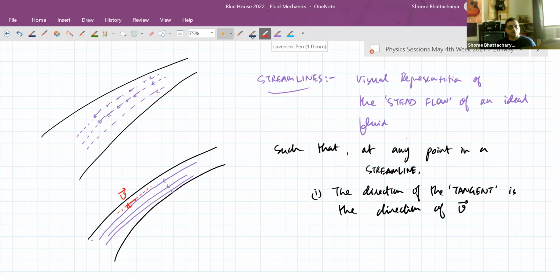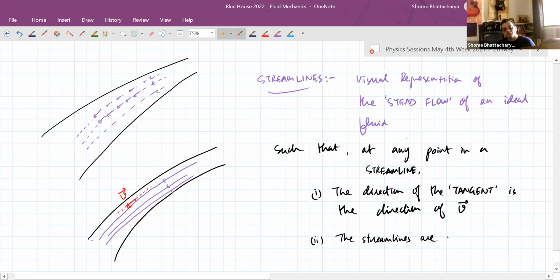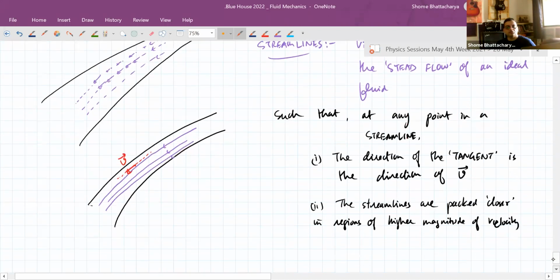And the other important property of the streamline is that if streamlines come closer together in a certain region, then the magnitude of velocity is greater in that region. Whereas if they are wider apart in a certain region, the velocity is less. So the streamlines are packed closer in regions of higher magnitude of velocity, and packed more loosely in regions of lower velocity.